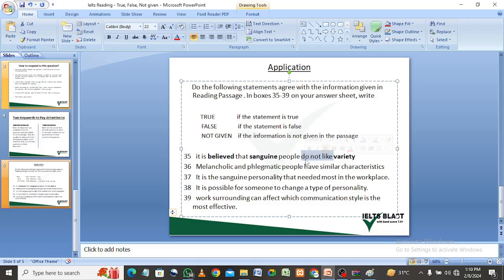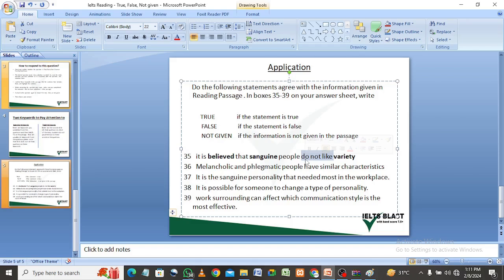So if you find in the passage that sanguine people dislike variety, that means this question will be what? True. But if you see in the passage that sanguine people like variety, that means this question 35 is what? False to the statement in the passage. So this is the way you can identify your scanning keyword and your target keyword.